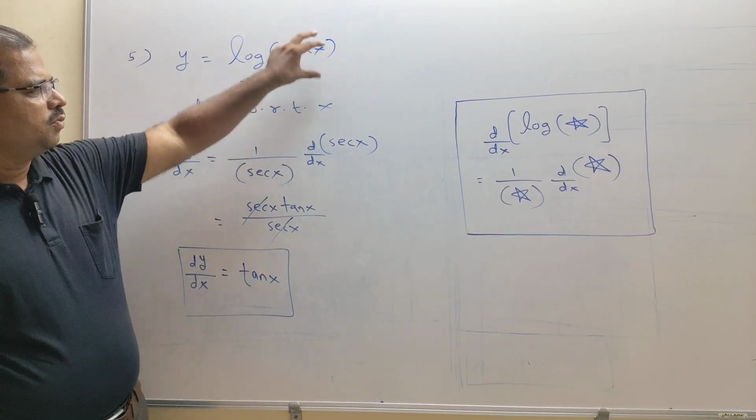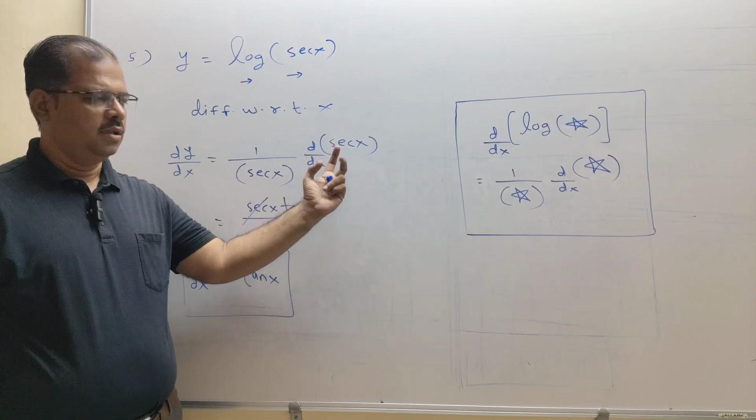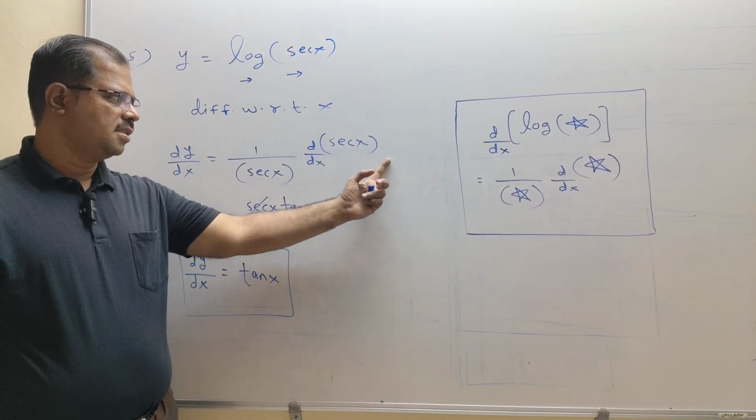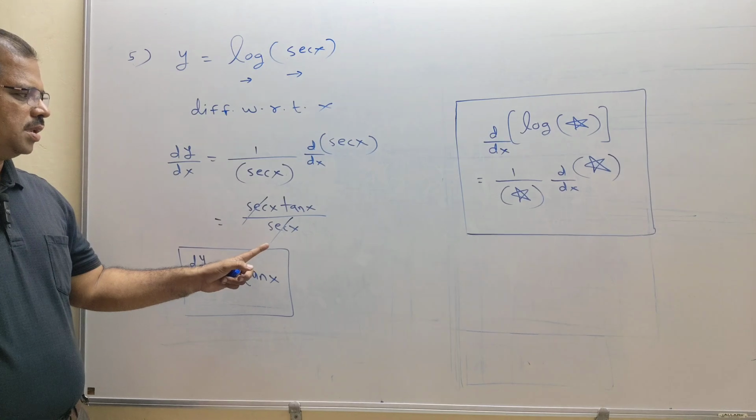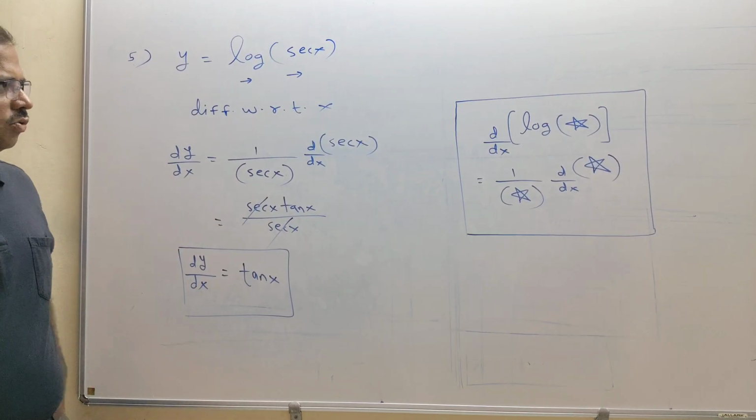Derivative of log of some term is 1 upon that term, 1 upon sec x into derivative of sec x in numerator. Derivative of sec x is sec x tan x, into 1 upon sec x, sec x tan x upon sec x. Now sec x gets cancelled, dy by dx is equal to tan x.